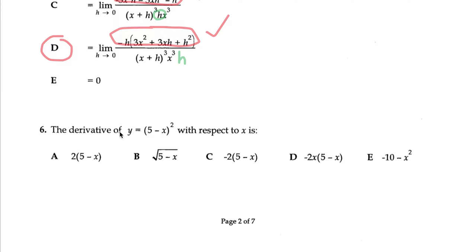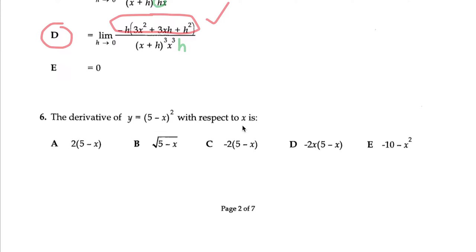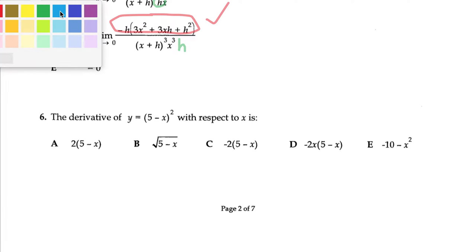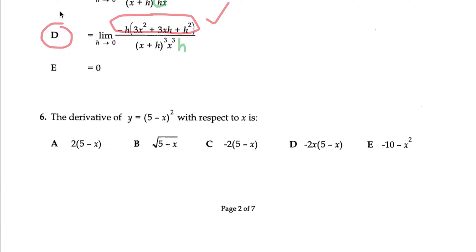Question 5. The derivative of (5 minus x) squared with respect to x is? For this question, again, you can do it using two methods. Method 1, we're just using chain rule. Bring the power down, reduce the power by 1, and multiply the derivative inside. So y dash is 2 multiplied by (5 minus x) multiplied by a negative 1. And so the correct answer will just be C.